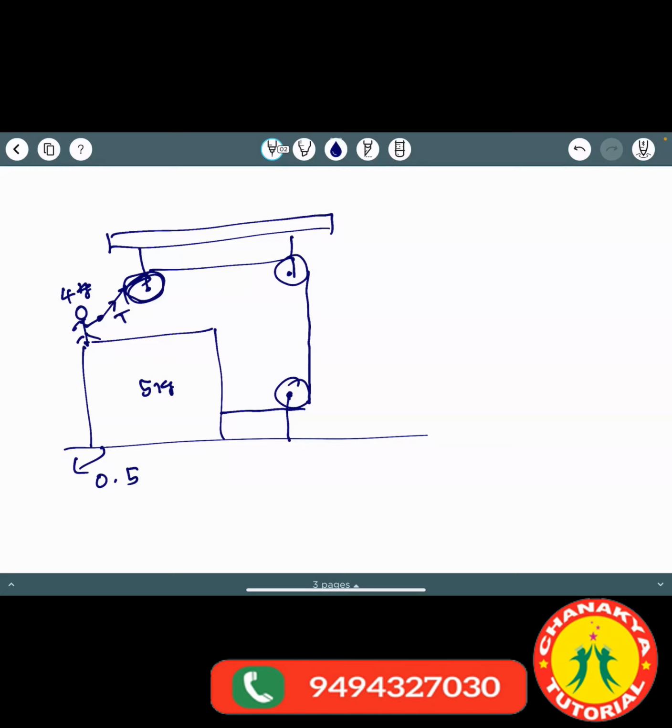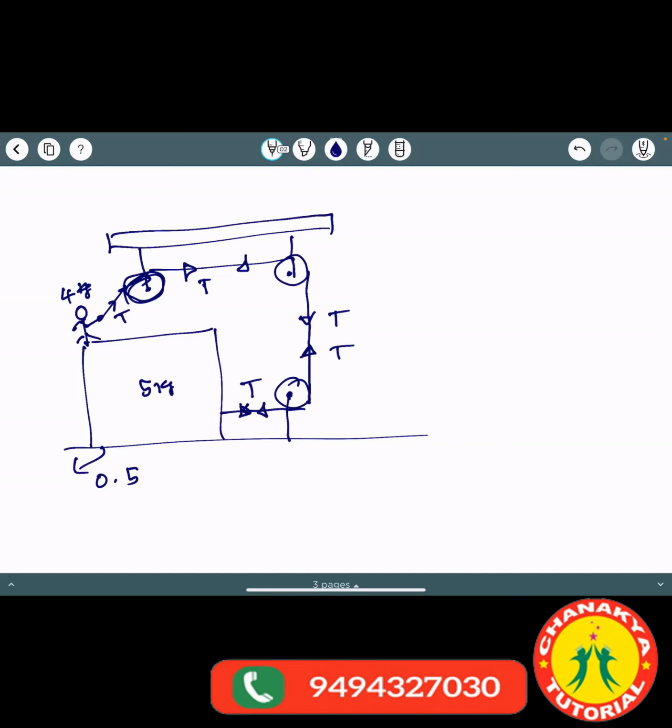So in here, what will be the tension? T, sir. What will be the tension here? T. Always write like this, away from the pulleys. And then what will be the tension here? T, right? Yes, sir. Okay.